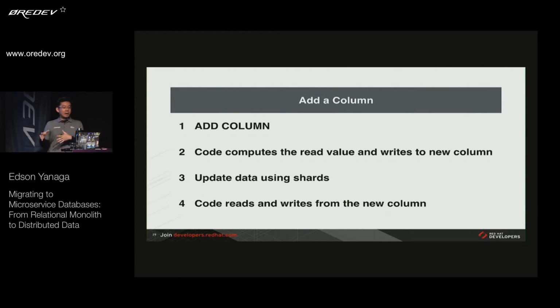So first scenario, add a column. Each one of these numbers, 1, 2, 3, and 4, is a different version that you're releasing into production. So first version, add a column. Second version, your code computes the value and writes to the new column. When I say computing, if you can compute the new value from other fields and from information that the user is inputting, it's okay, or else you choose a default value. Third step, you update the data using shards. And fourth step, your code reads and writes from the new column.